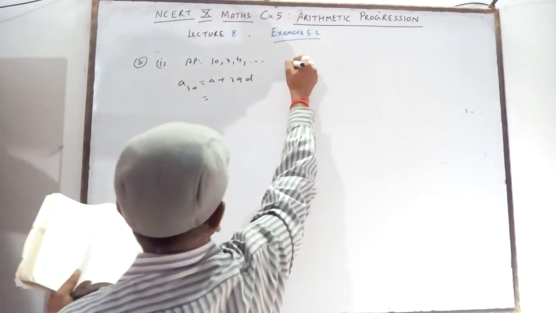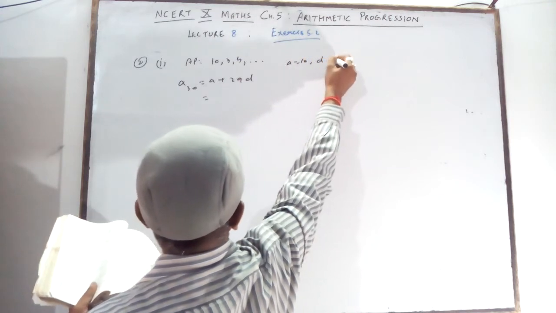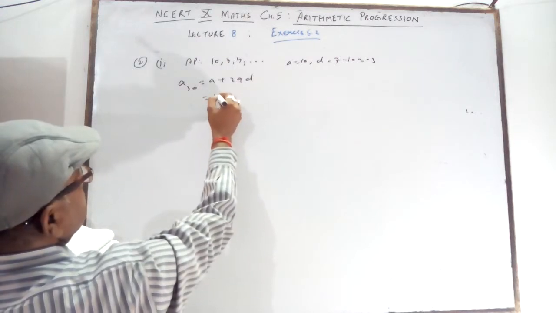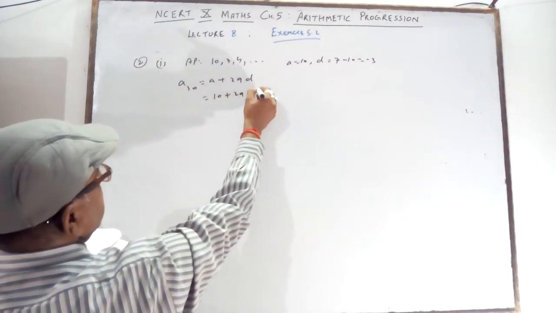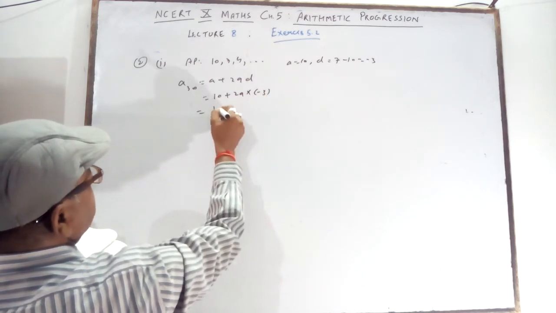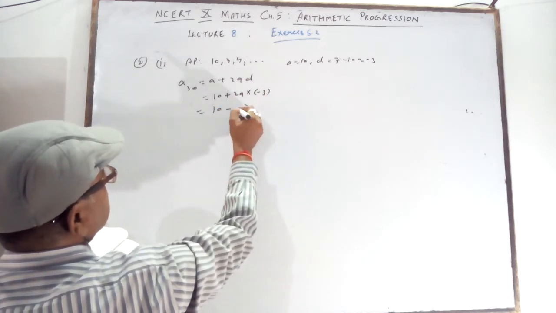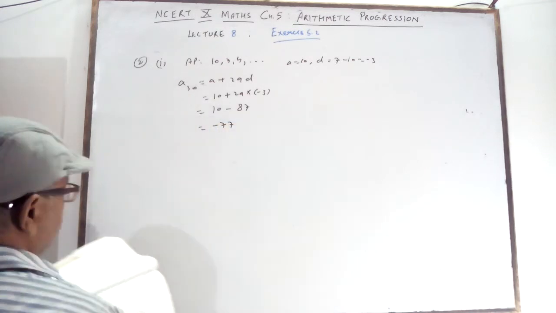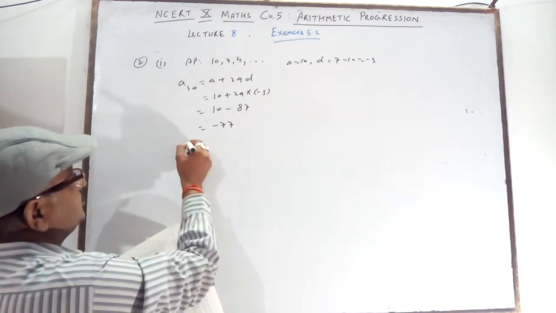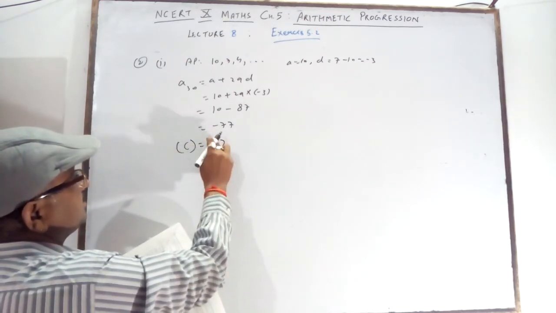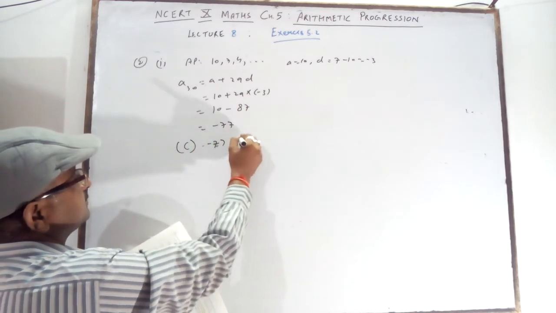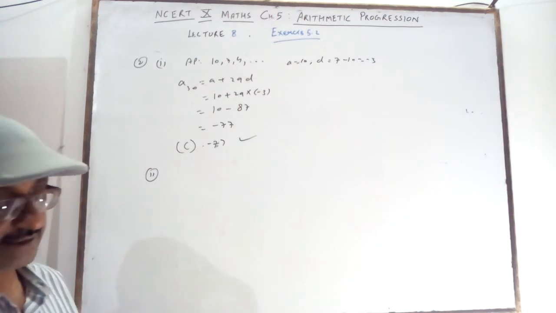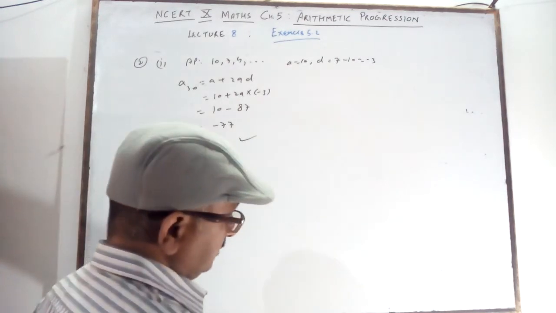What is a? a is equal to 10, d is equal to 7 minus 10, that is minus 3. Put the value here. 10 plus 29 into minus 3. 10 minus 87. So minus 77. What is your answer? C part. So C, minus 77, is the correct answer. That you are seeing easily.